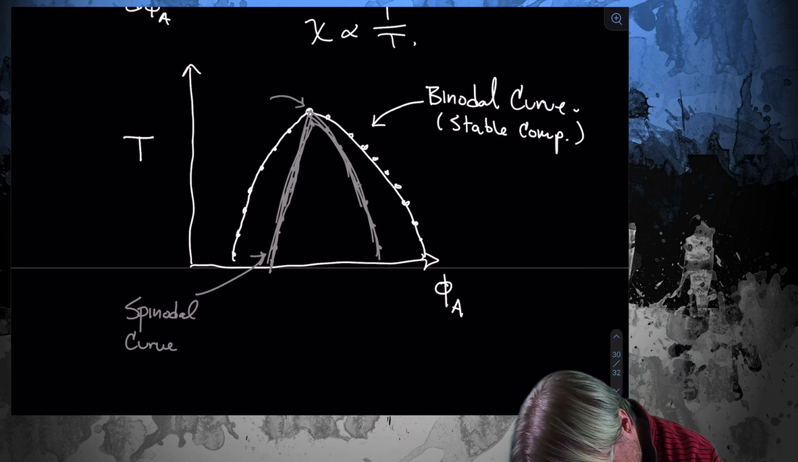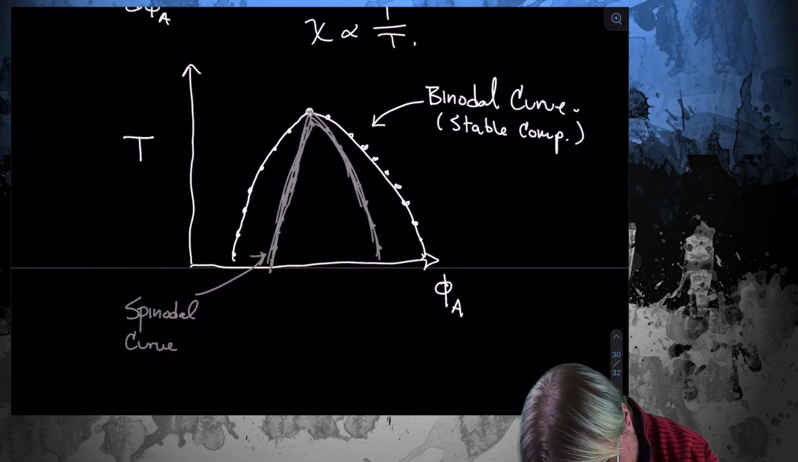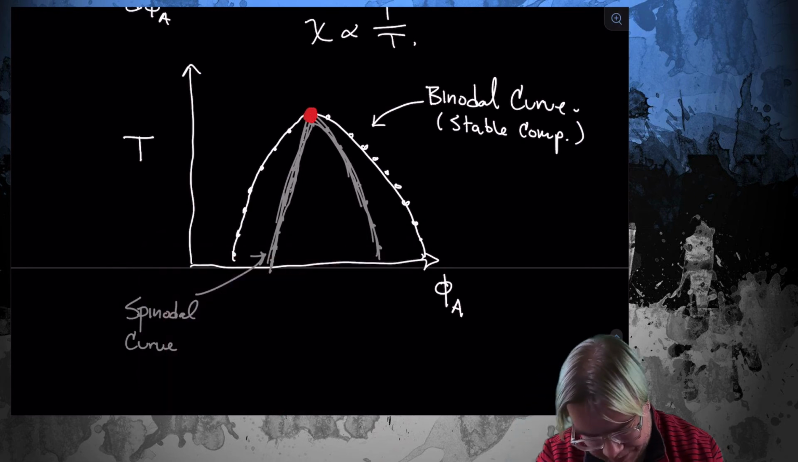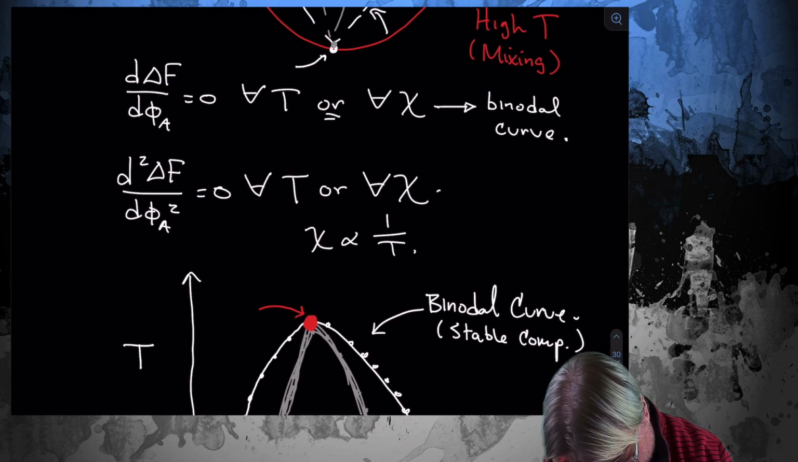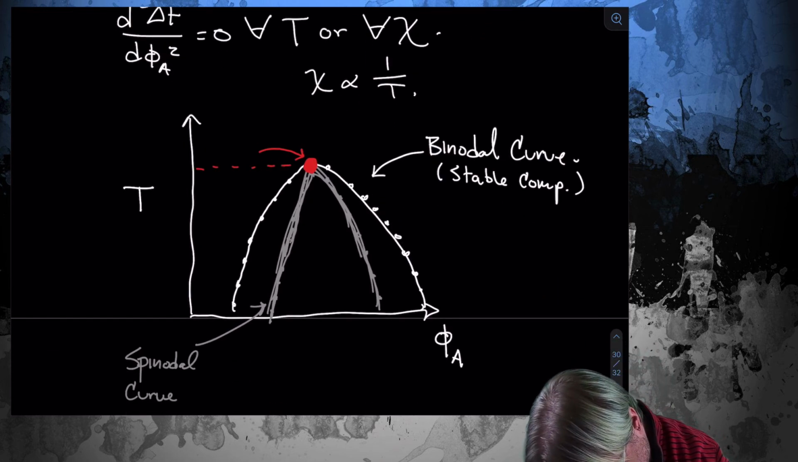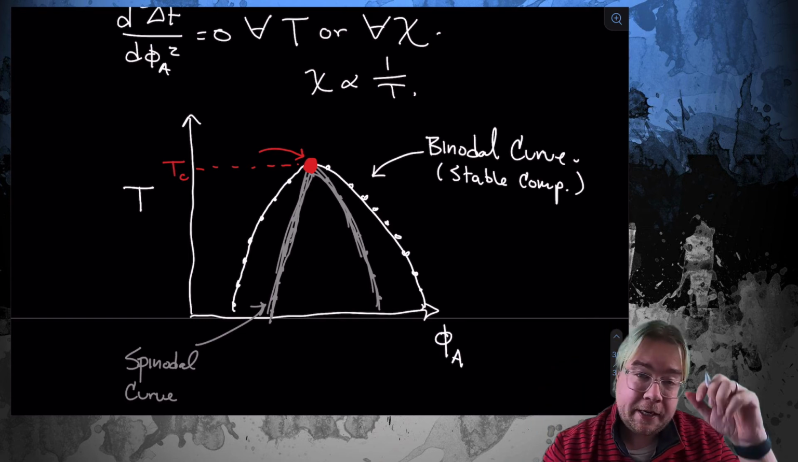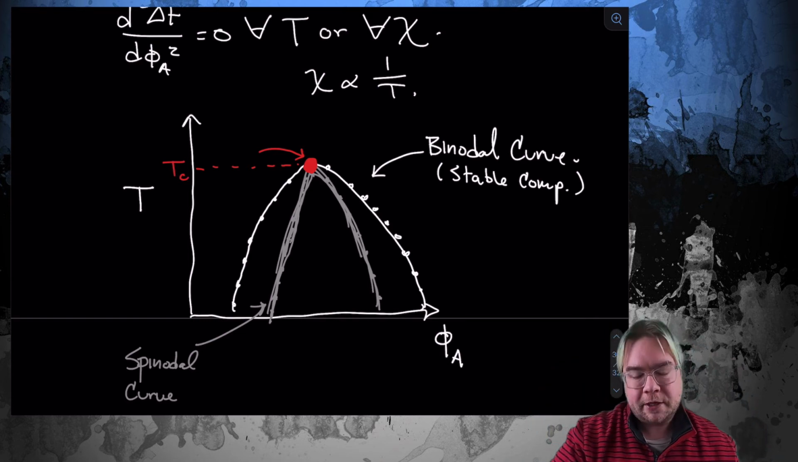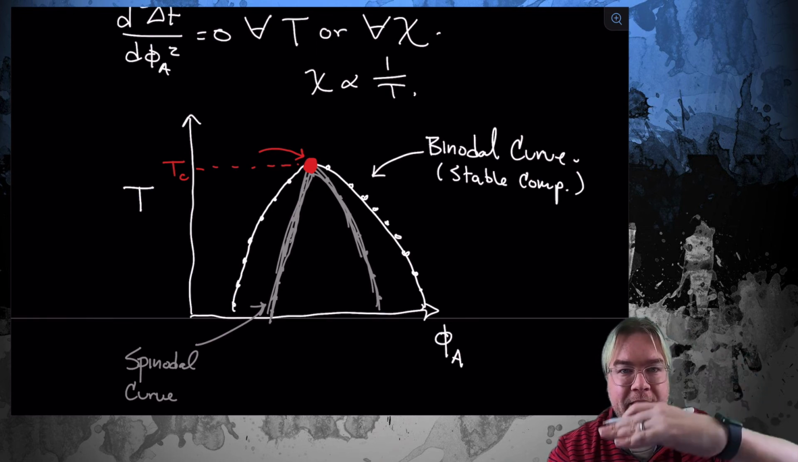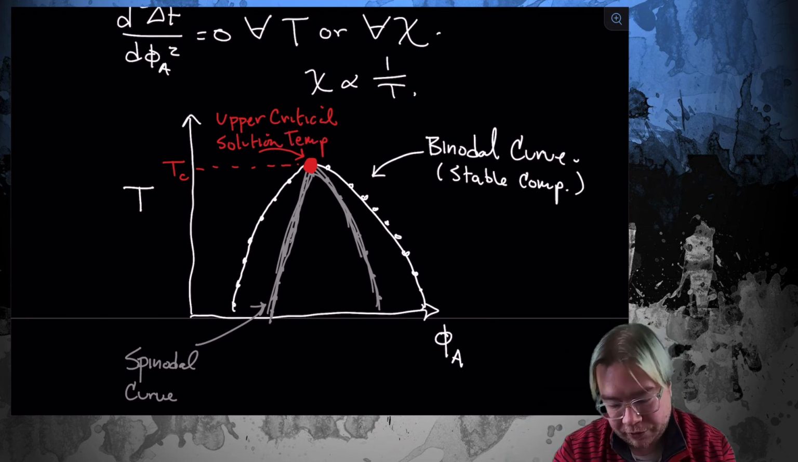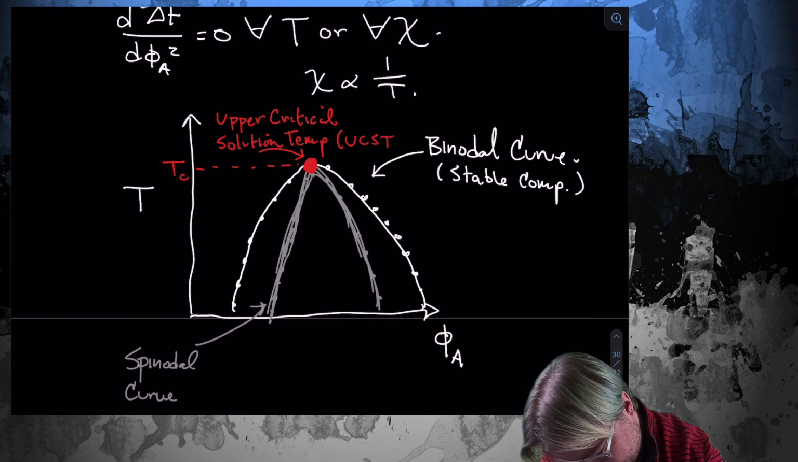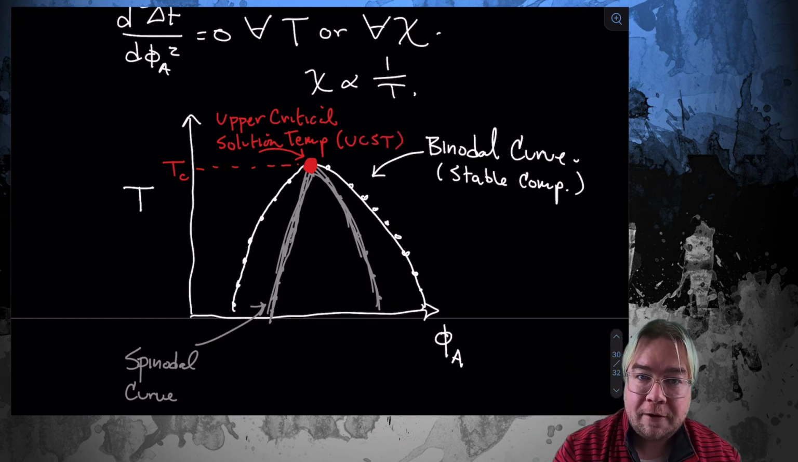And then I have a point here. In fact, let me change colors. I have one point here where the binodal and spinodal curves meet. And this is going to be a critical temperature. So if I was to trace this across, that would be a critical temperature. And because of the shape of the curve, because it occurs at high temperatures and things demix below it, I would call this an upper critical solution temperature. Or you might have seen this abbreviation before, a UCST. Okay, so this is what we're going to solve for.